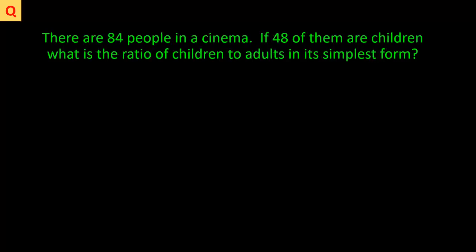Have a go at the second one now. 84 people in the cinema, 48 children. What's the ratio of children to adults? Okay, press pause, work it out. Press play for your answer.